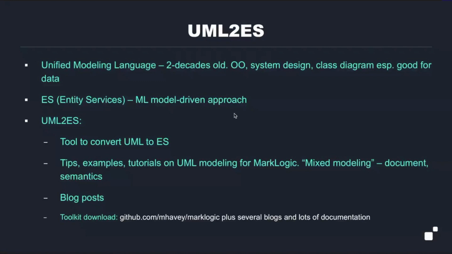UML is the Unified Modeling Language. It's a notation for system design. It has its beginnings in OO, or Object-Oriented Design. It goes back about 2 decades. One feature of its notation is the class diagram, which is a particularly effective way to depict the structure of data.